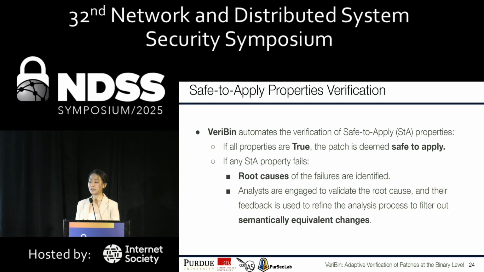VeriBin then automates the verification of safe to apply properties. If all the properties are true, the patch is deemed safe to apply. However, if any property fails, we will identify the root cause of the failure and involve analysts to validate the root cause, then use their feedback to refine the analysis process to filter out some semantically equivalent changes.